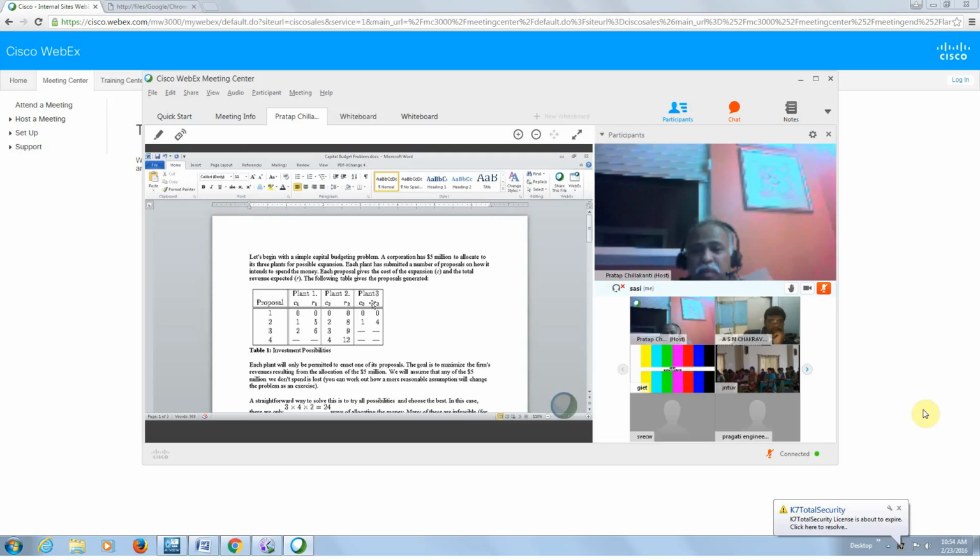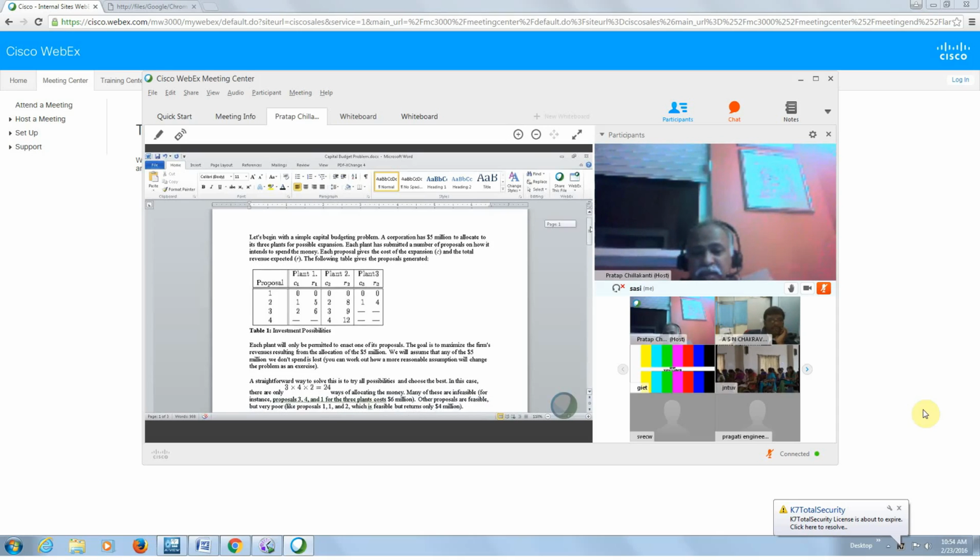Reset your brain on the problem. We need to allocate 5 million to these 3 plants, and all of them gave a number of proposals for how they spend money. So C is the money part, R is the revenue part. In return for giving them the money, they promise certain revenue generation. Okay? So the idea is to maximize the revenue, right?